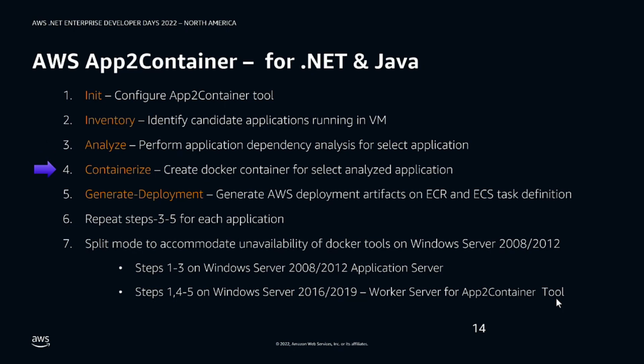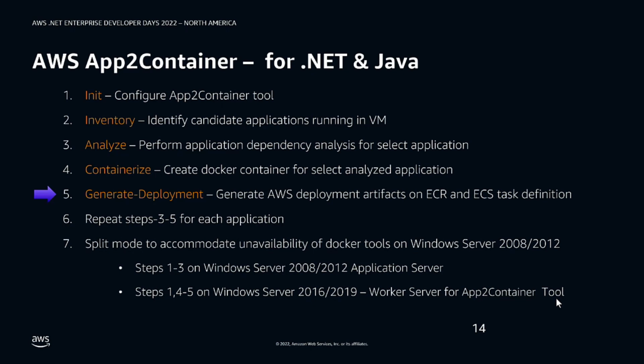Once the analysis is done, the next command is containerize. It helps you to generate a Dockerfile and container image for the analyzed application. And if needed, you can modify the App2Container-generated Dockerfile and rebuild the container if you want to add additional dependencies. You can also perform local testing of your containerized application using the docker run command before deploying it to AWS container services. Once the containerization process is done, and once you are fully satisfied with the local testing, the next command is generate deployment.